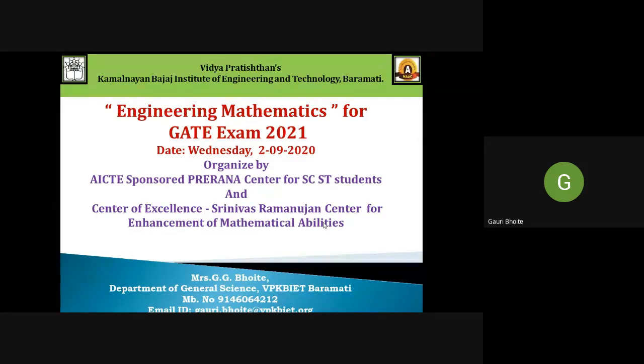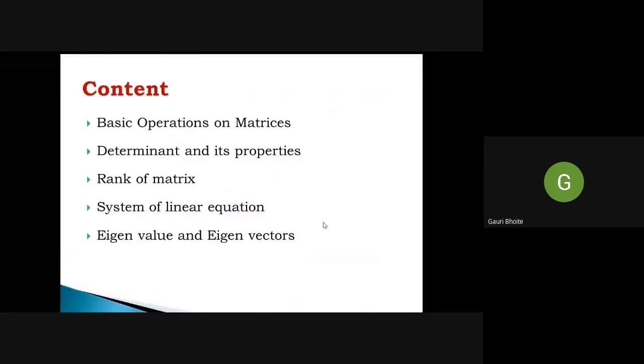Okay. So now what we'll see in today's lecture: some basic operations of matrices, then I will revise a few properties of determinant. We already saw much of these two yesterday. Then the next important part is the rank of the matrix. Then by using the rank concept we solve systems of linear equations, and the major part of linear algebra is eigenvalues and eigenvectors. Okay.